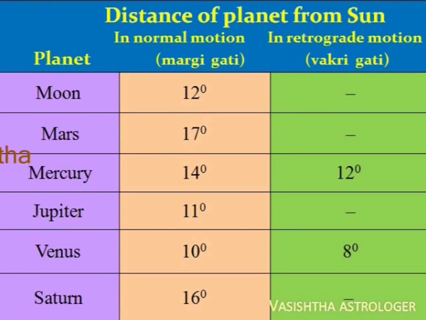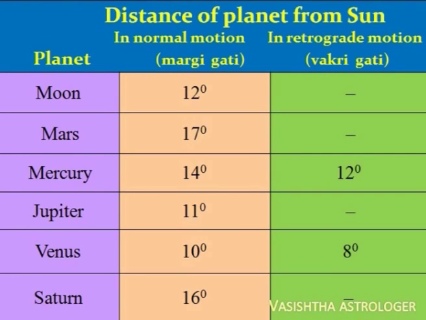When the distance of Moon from Sun is 12 degrees or less, it becomes combust. Mars becomes combust when its distance from Sun is 17 degrees or less. Mercury becomes combust when its distance from Sun is 14 degrees or less in normal motion. And in retrograde motion, that is in Vakri Gati, Mercury becomes combust when its distance from Sun is 12 degrees or less. Jupiter is known to be combust when its distance from Sun is 11 degrees or less.